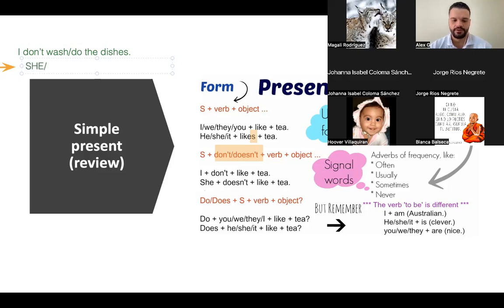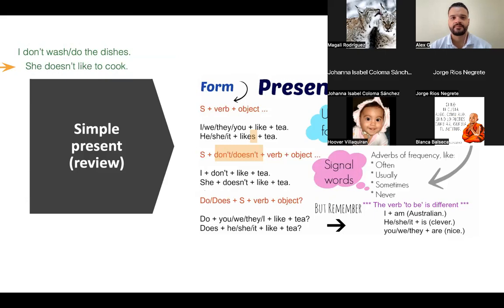She or he likes. Can you think of an example, Joanna? She doesn't like to cook. Excellent. Very good. She doesn't like to cook. Excellent. Very good. What about Hoover? Hoover, can you think of an example?